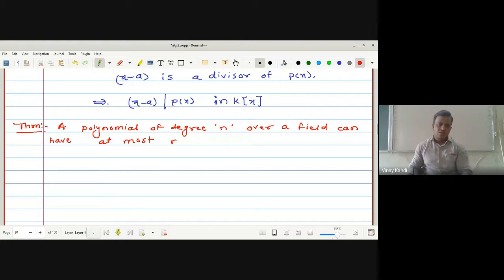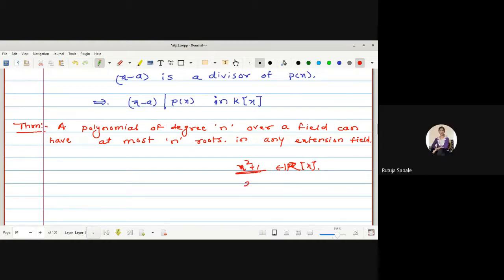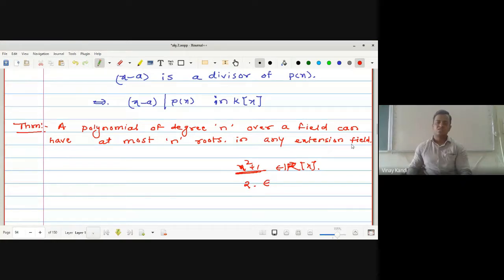At most n roots in any extension field. Suppose x square plus 1 belongs to R of x, where R is the set of real numbers. How many roots will it have? 2. At most 2 in any extension of the field R. What is the extension of R? C, the set of complex numbers.